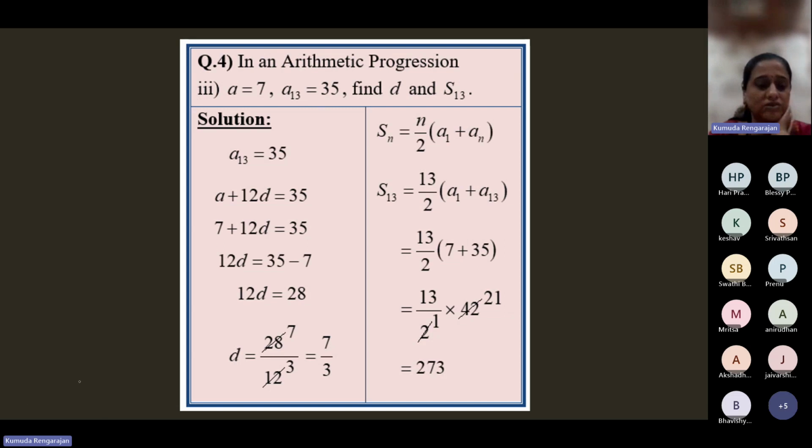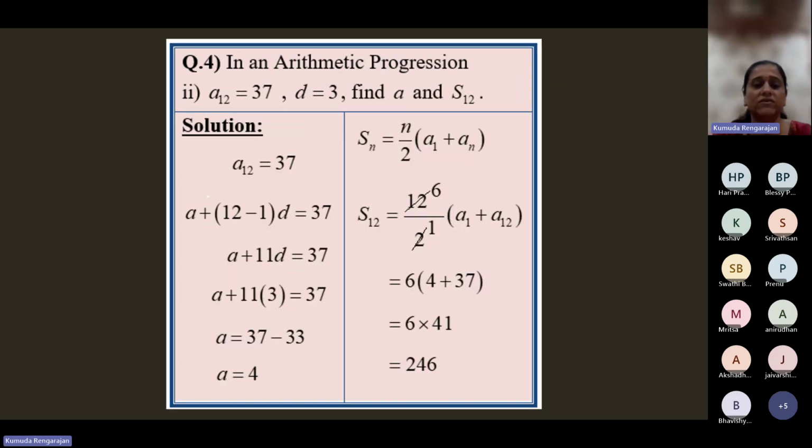See here. So in this expression for A13, what is A13? A plus 12D. A plus 12D is equal to 35. So if you know the value of A, you can substitute and find the value of D. Earlier, A12 is 37, A plus 11D is 37, and we were given the value of D. So we substituted the value of D and found the value of A.